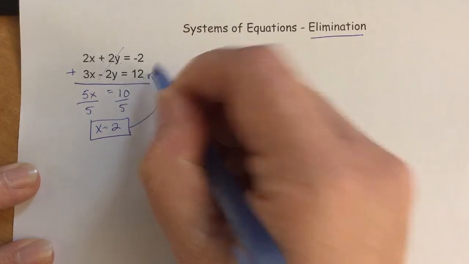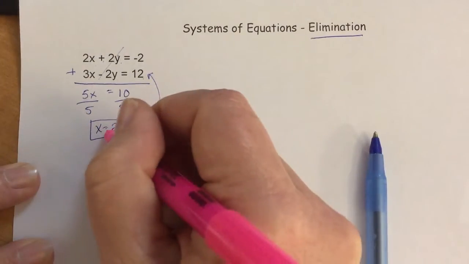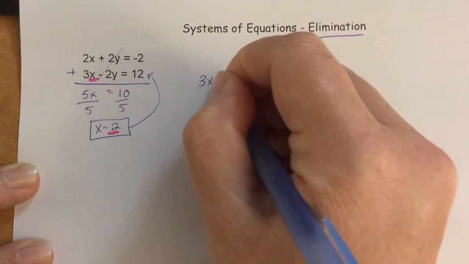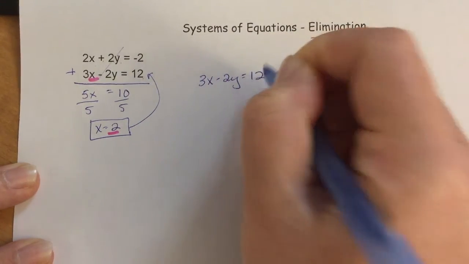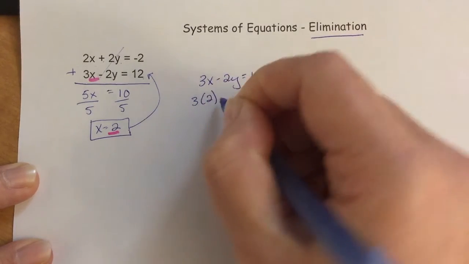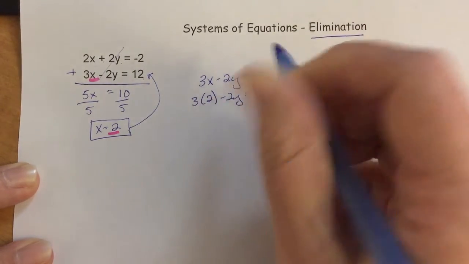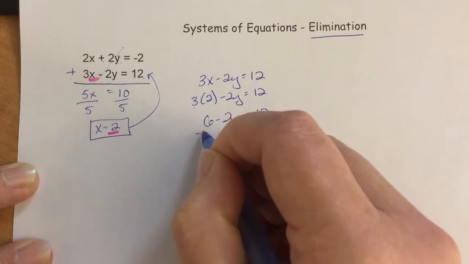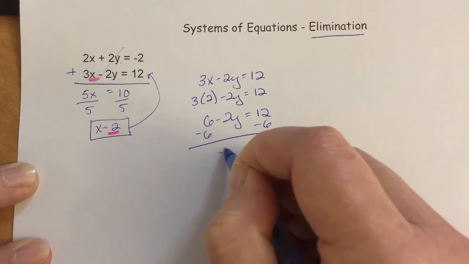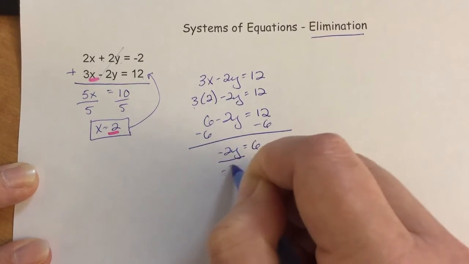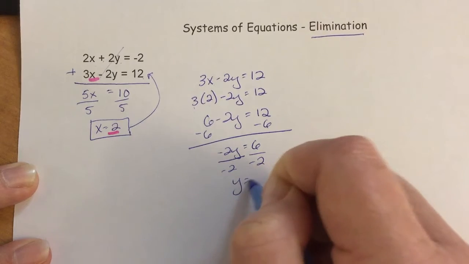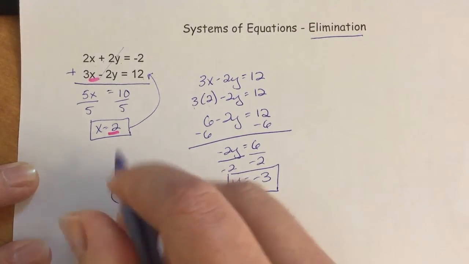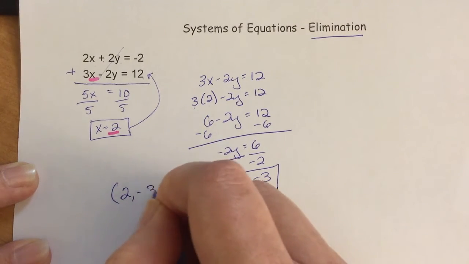So I'm just going to plug it into this one, and instead of x, I'm going to plug in 2. So we've got 3x minus 2y equals 12, and I'm going to plug in the 2 for x. So then 3 times 2 is 6, minus 2y equals 12. Subtract 6 from each side. Negative 2y equals 6, divide by negative 2, y equals negative 3. So now we've got our x and our y, and we write it as an ordered pair, 2, negative 3.